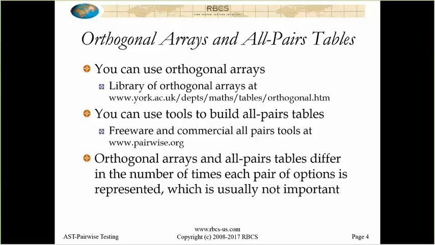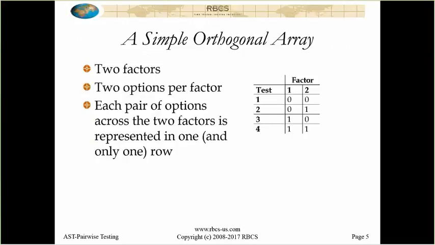Okay, so with that all said, let's take a look at our first example orthogonal array. So this is the simplest possible orthogonal array. What you see here, just to be clear, is the annotation tool. This portion of the table is the actual orthogonal array. The other parts are parts that I put around it to explain what the array is.